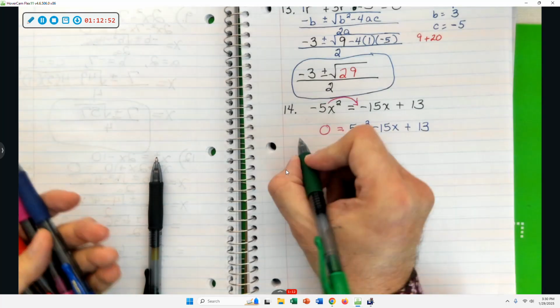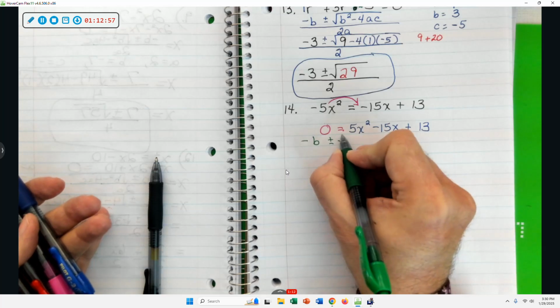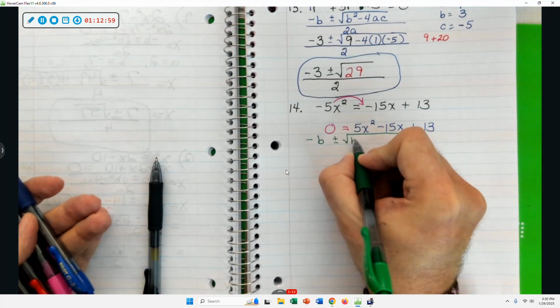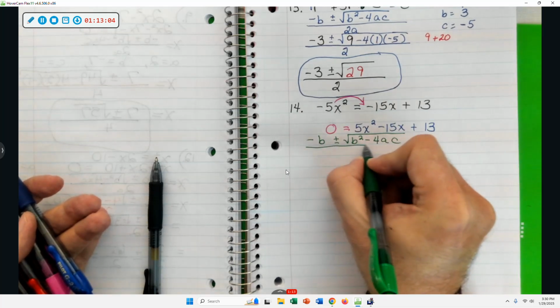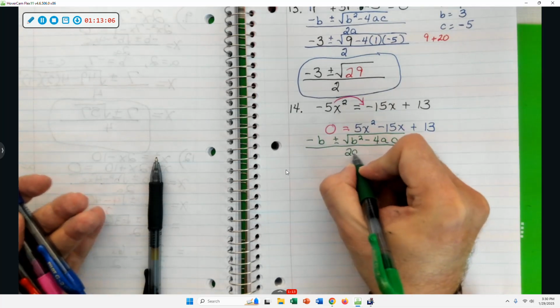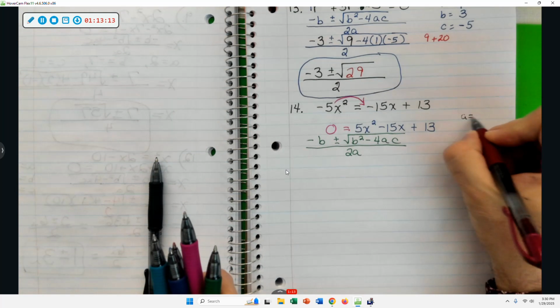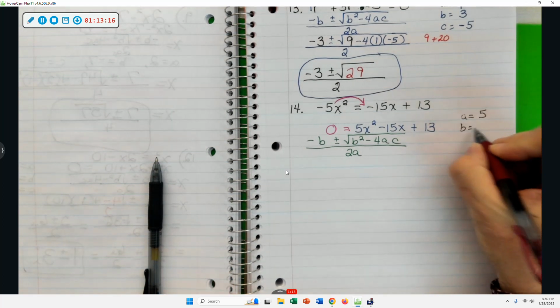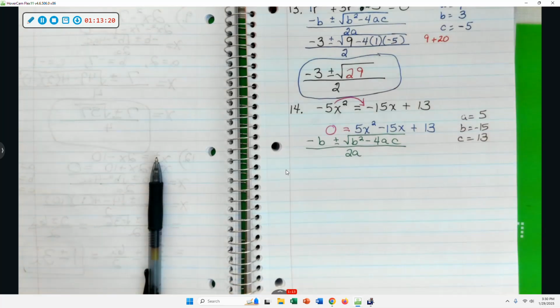So I'm going to write down the quadratic formula. And we'll start plugging in. Well, we won't plug in yet. We got to write out A, B, C. What's A? 5, okay. B, negative 15, okay. C, okay. A is 5, B is negative 15, C is 13.